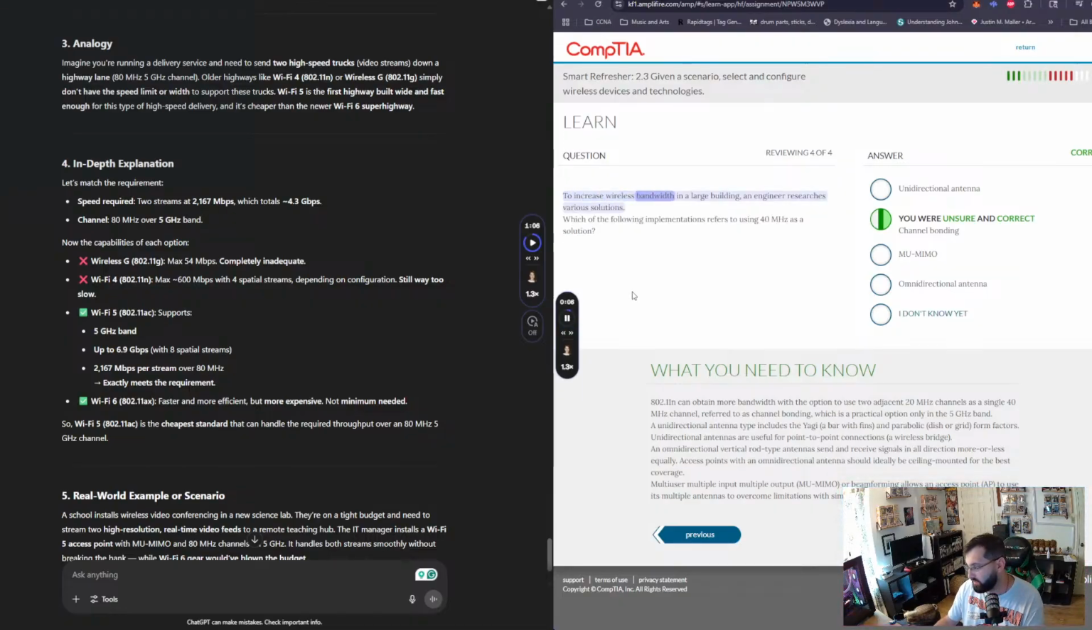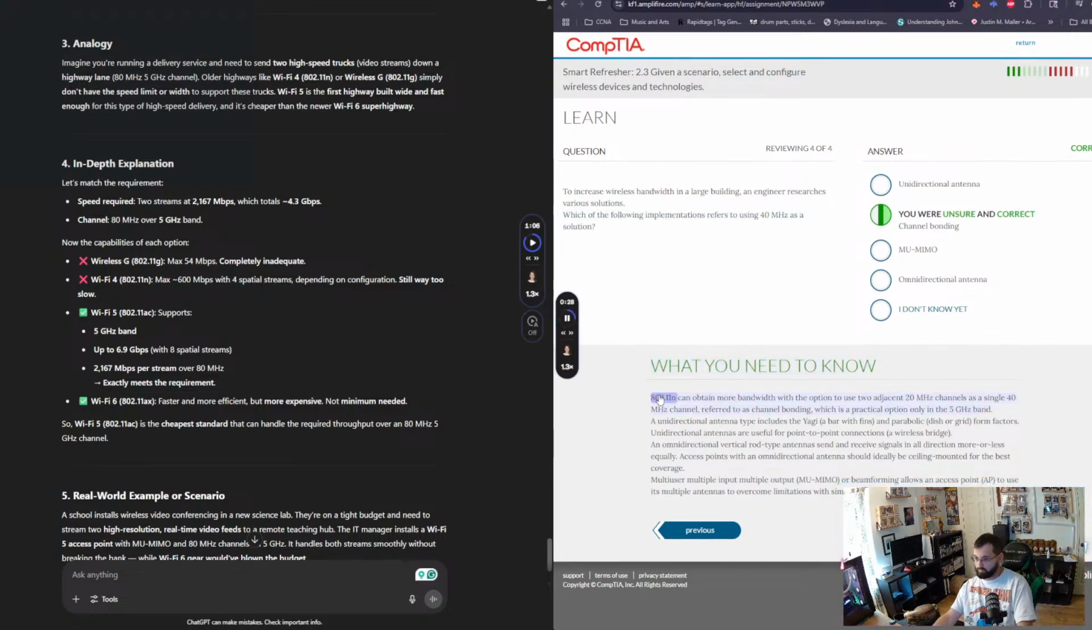To increase wireless bandwidth in a large building, an engineer researches various solutions. Which of the following implementations refers to using 40 MHz as a solution? What you need to know. 802.11n can obtain more bandwidth with the option to use two adjacent 20 MHz channels as a single 40 MHz channel, referred to as channel bonding, which is a practical option only in the 5 GHz band.